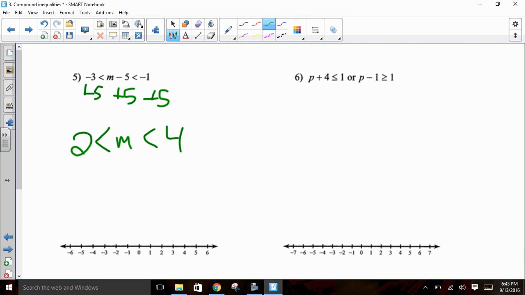So I have an open circle over 2. I have an open circle over 4. And I shade in the middle.